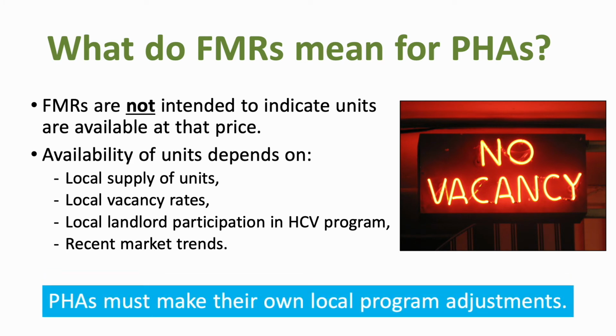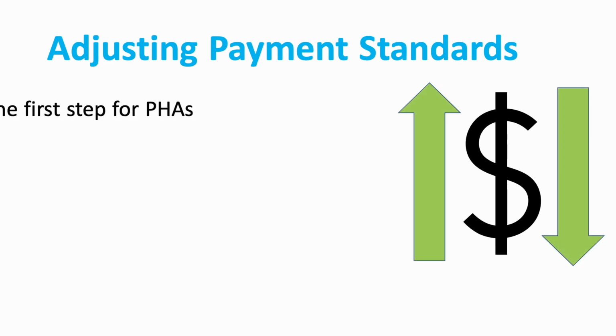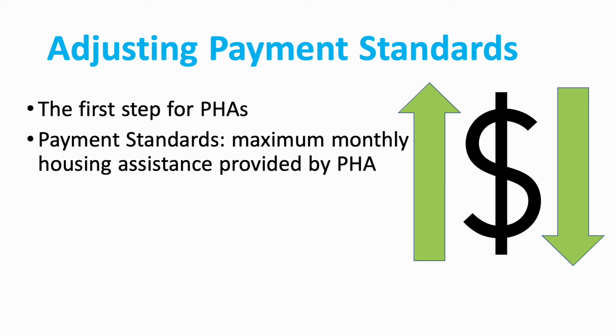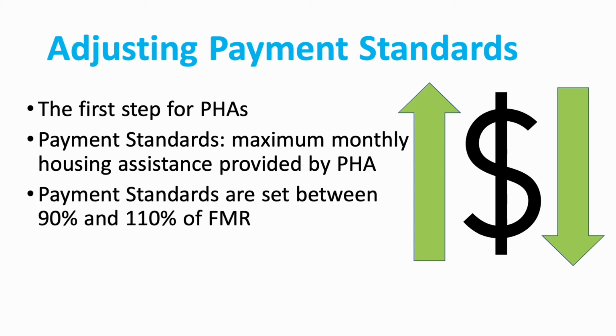It is critical that PHAs make their own program adjustments to account for local factors in maximizing utilization of HCV program funds. An initial step that PHAs should take is adjusting their payment standards based on local conditions. Payment standards are the maximum monthly housing assistance the local PHA will provide. PHAs typically set their payment standards between 90% and 110% of FMR, but may go above 110% with HUD approval. To learn more, please refer to a separate payment standard video for more insights.